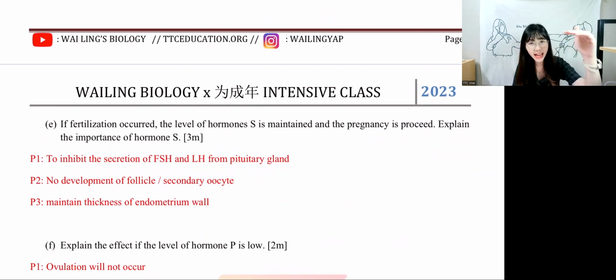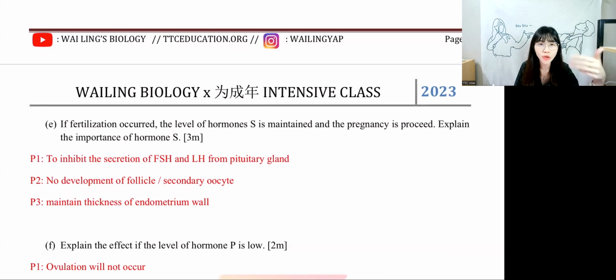And when you have a high level of progesterone, you have a low level of FSH and LH, because I also mentioned that when a person is pregnant, she cannot get pregnant again. To prevent the stimulation of ovulation, she will have no ovulation, so she will not get pregnant again while she is pregnant. So that's the importance of the corpus luteum.